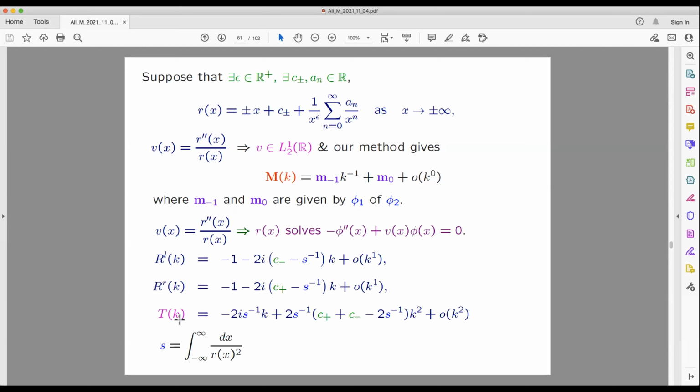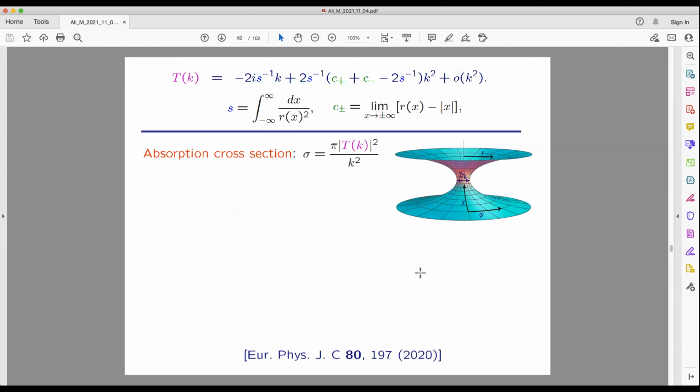Reflection and transmission amplitudes have this very simple structure up to the linear terms. This C minus, C plus are the constants which appear in the asymptotic expression for R. This S is given by the integral of dx over R squared. Its dimension is 1 over length, so it gives you a length scale. So I rewrote the formula for the transmission amplitude. And the C plus minus, these constants, I can identify with these limits.